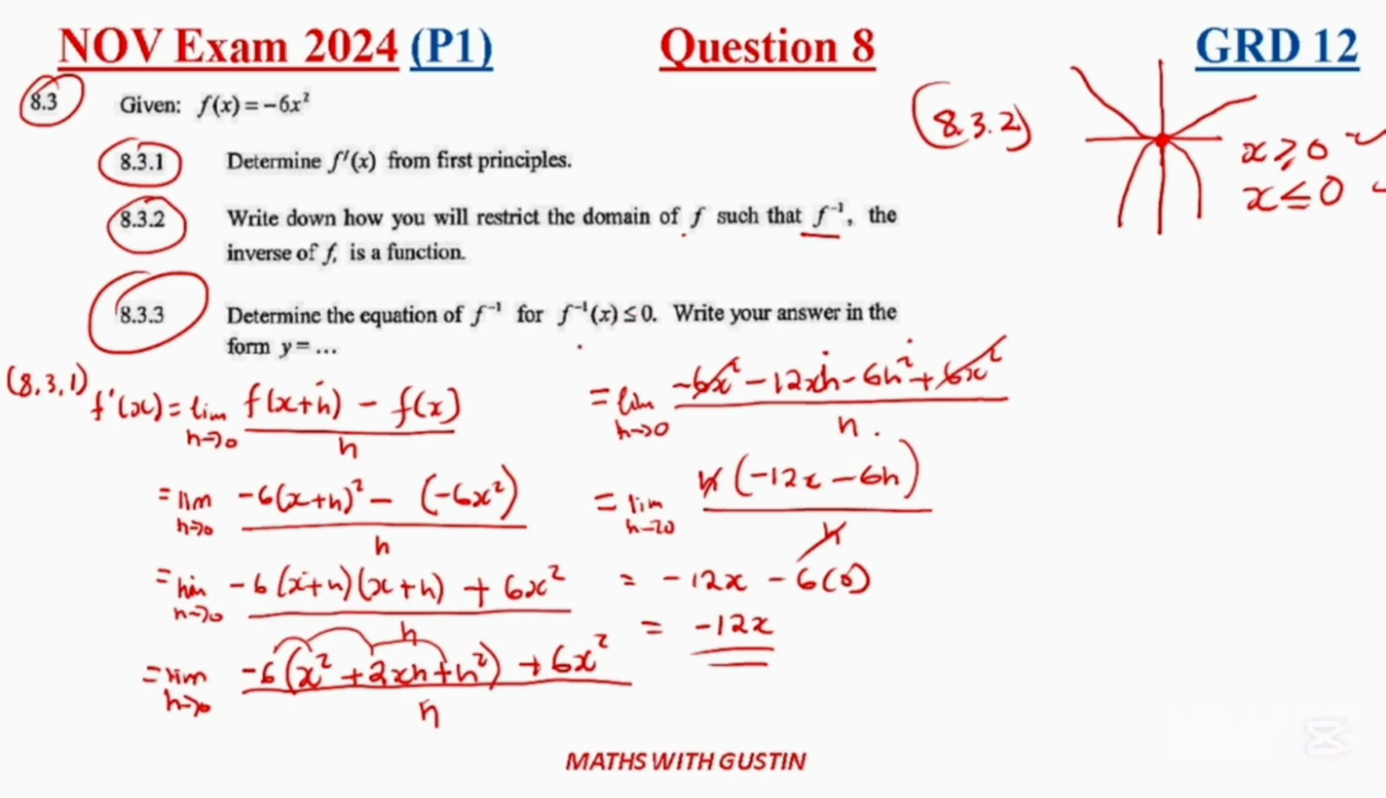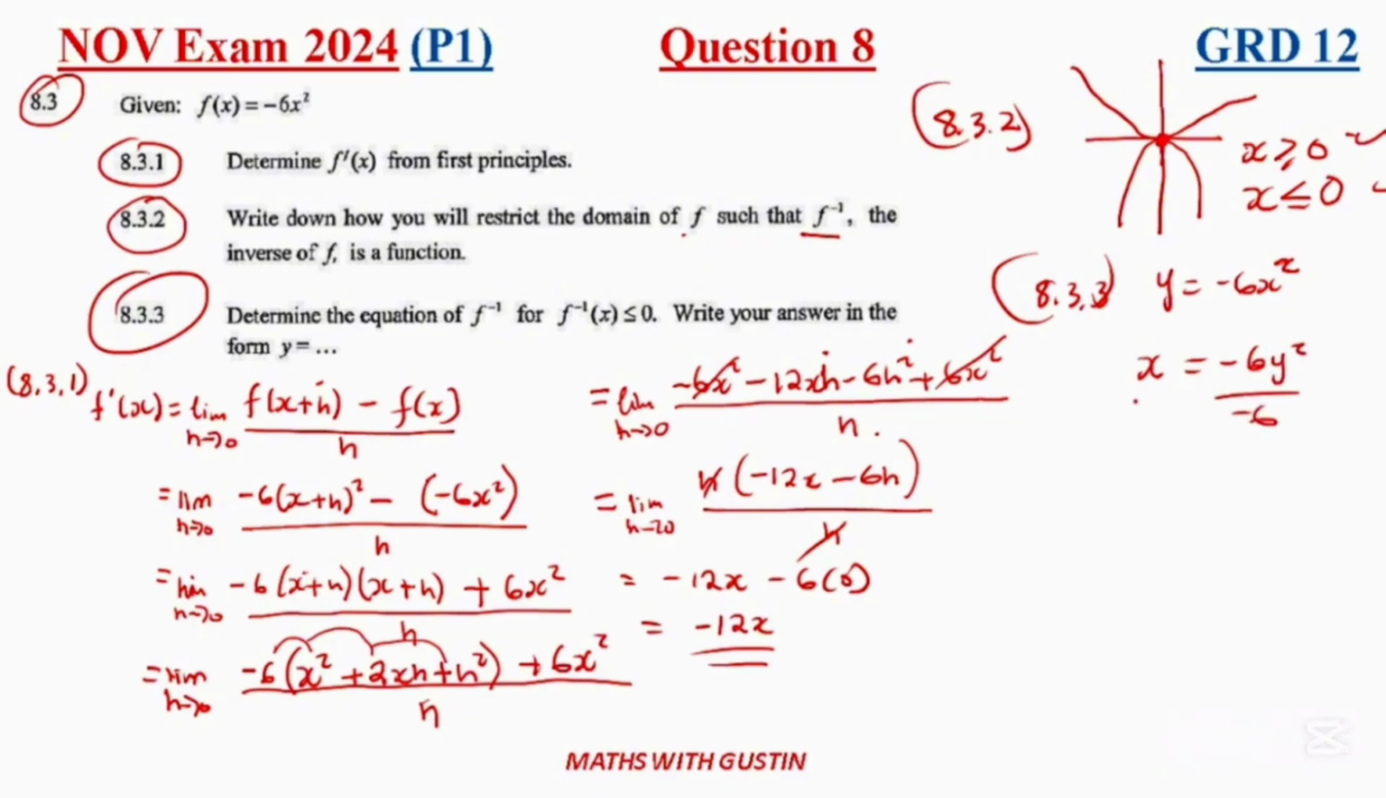Okay, so 8.3.3, then determine the equation of the inverse for which the inverse is less or equal to 0. So what do you have here? 8.3.3. This is our function here, y is equal to negative x squared. I'm writing it in terms of y, so that when we find an inverse, guys, you know what to do. We swap x and y, then we solve for y again. So let's go ahead and do that. Swap x and y. Okay, so x will come here, therefore y will go where x was. There you go. And then we're going to solve for y again.